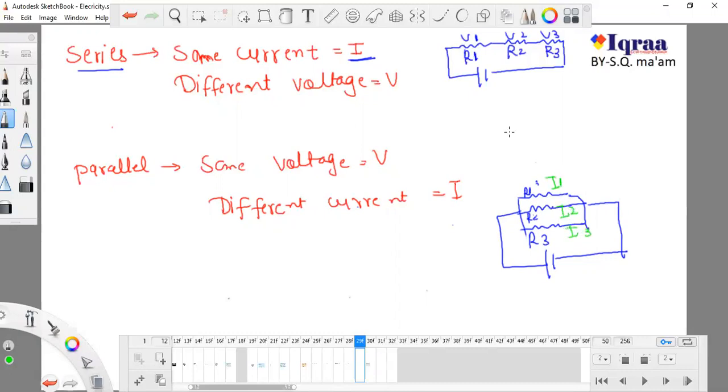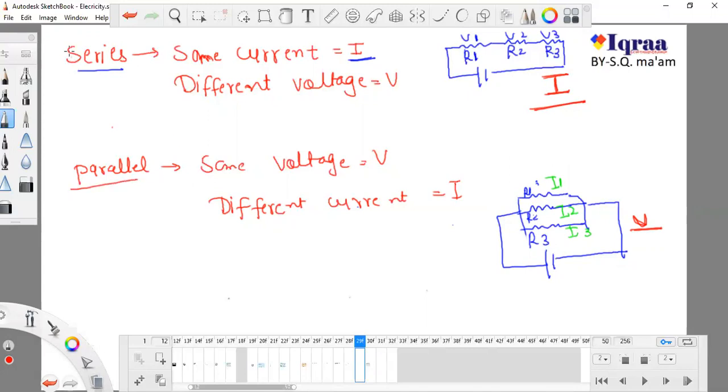I3. Okay, so in the case of series, I don't have to write I1, I2 or I3. For this, I will write I, and what will be the value I will get? I will be the same for each and every resistance. And here I don't have to write V1, V2 or V3. I have to write only V, and that will be sufficient for each and every point. Okay, so these are the types of circuits.